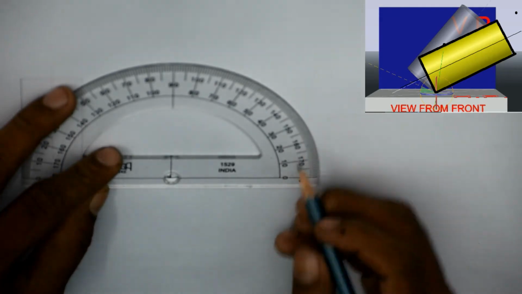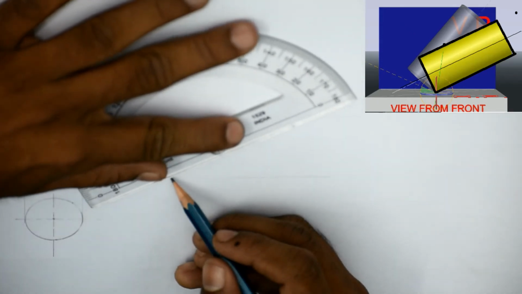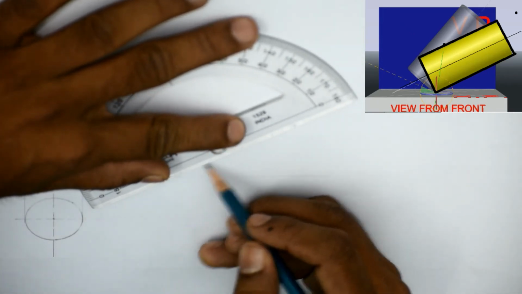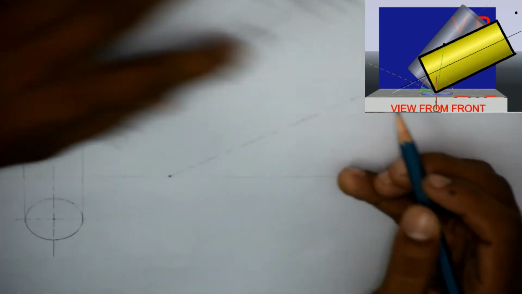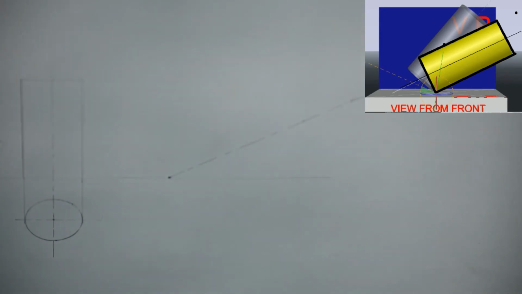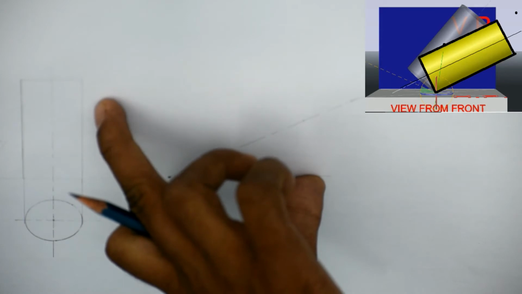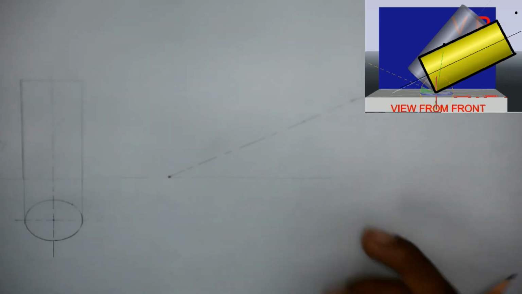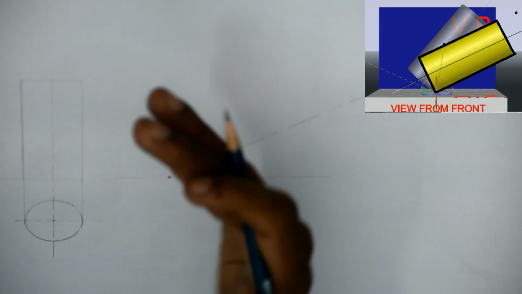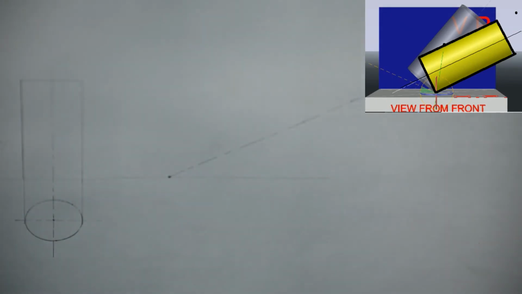So again I am using the protractor, although I can use the drafter here to measure this angle, as this is the axis line. Some students ask me whether I can draw this axis line in the other direction. That is also correct, but as standard, most of the time we draw this inclination angle towards the right hand side of the sheet. If you draw it the other way, that is going to be correct also, sorry.